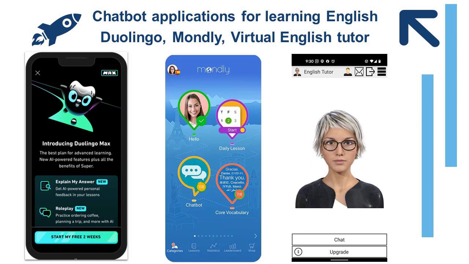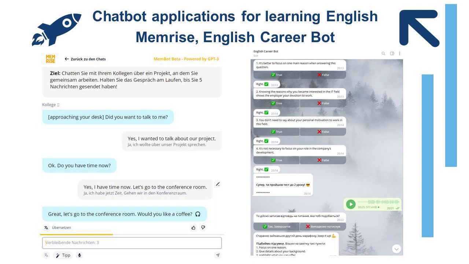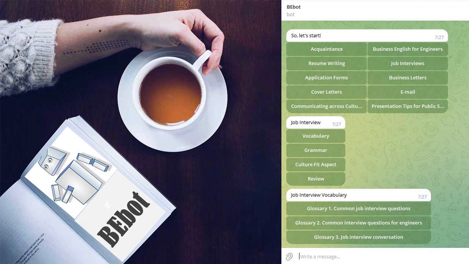The following English learning applications have been chosen for the analysis: Duolingo, Monthly, Virtual English Tutor, Memrise, English Career Bot. The results of our analysis are presented in the table. Our team has developed a business English course for engineering and computer science students, which provides communication of undergraduates with a chatbot. The chatbot, named BBot, Business English Bot, enhances both business communication skills and command of English.